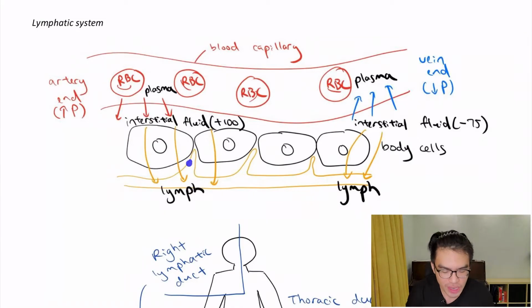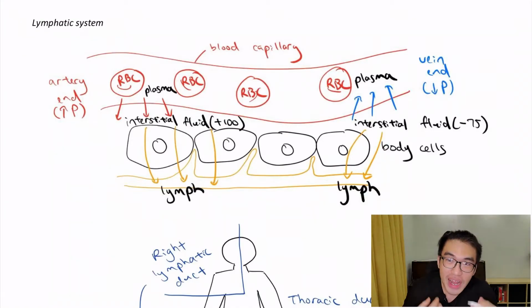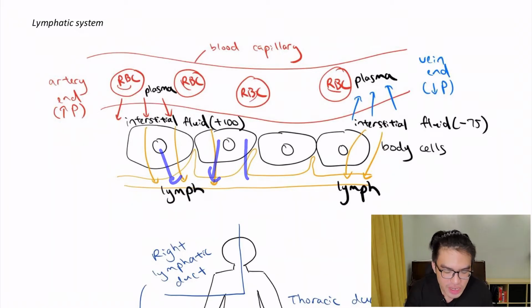That's why we have our lymphatic system. This sort of acts like a recycling system. It collects all the interstitial fluid, turning it into lymph and returns it to our vena cava.